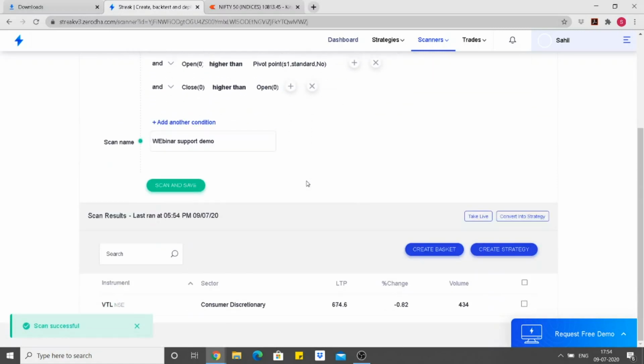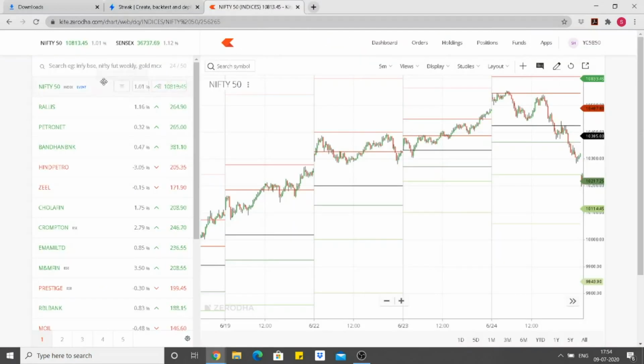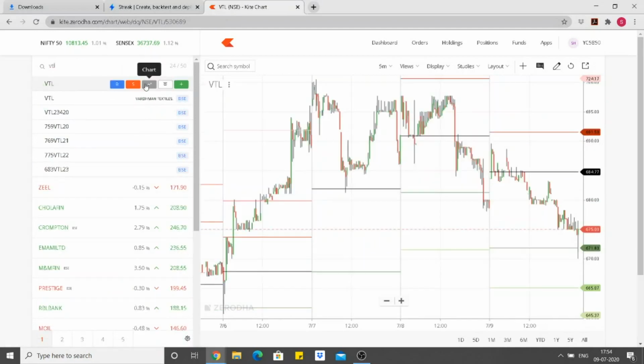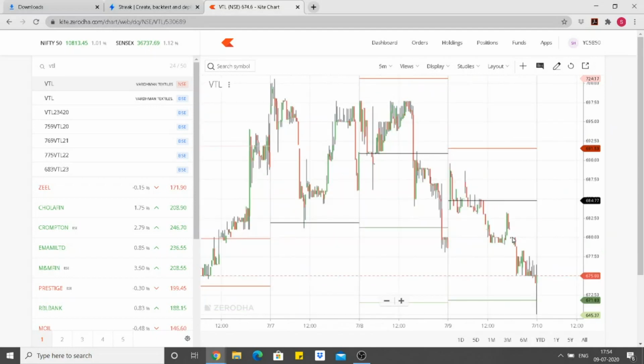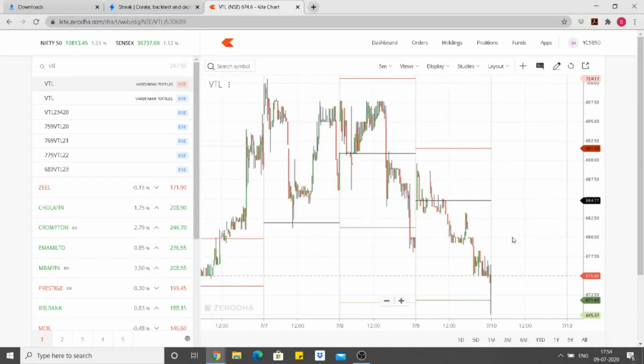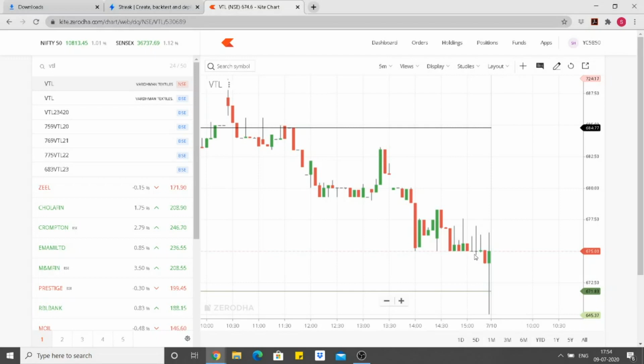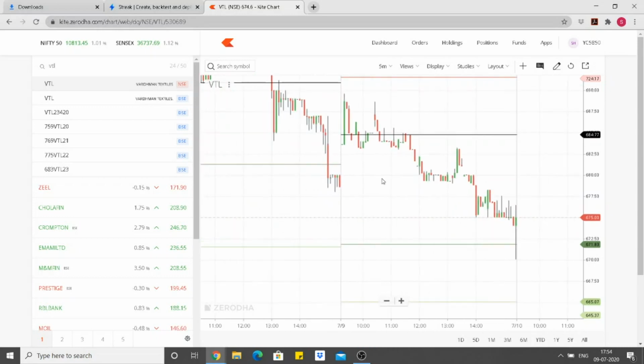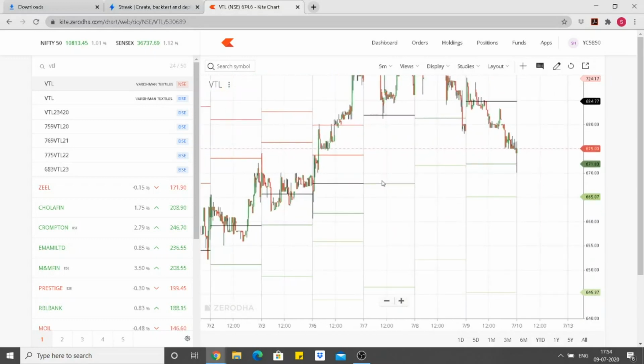Okay, scanning for stocks has got us one result, which is VTL NSC. So let's go ahead and chart it. And over here, we can see that the price is near the pivot point S1 indeed. The low is lower than pivot point S1 and the candle has turned out to be a green candle. So the scanner has successfully identified such stocks for us.